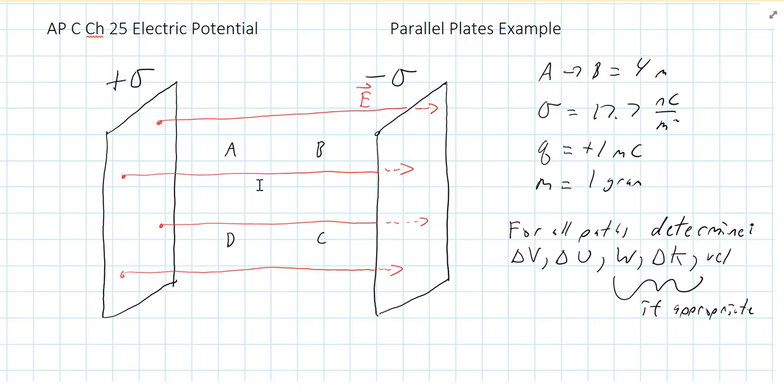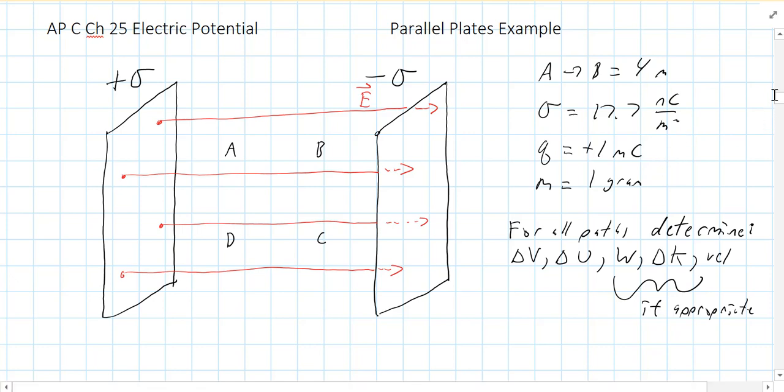By the way, this is not drawn to scale. Imagine the plates are really big compared to 4 meters, so the electric field's constant in there. The plate charge density, the amount of charge on each plate, is 17.7 nanocoulombs per meter squared. The charge we're going to move around is 1 millicoulomb and is positive. And let's say its mass is 1 gram.